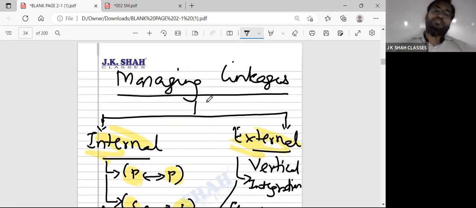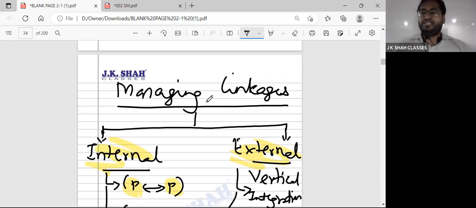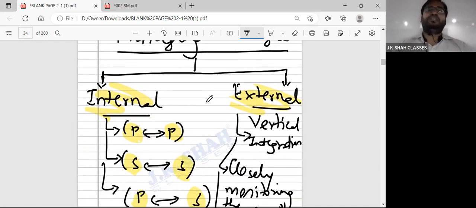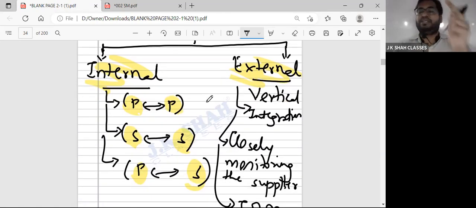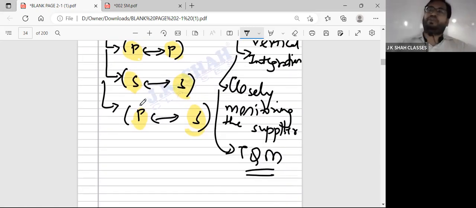What was the question? Managing linkages. Managing linkages, we have internal, external. In internal, primary, support, primary, support. External, vertical integration, closely monitoring the supplier, total quality management. You all understood?